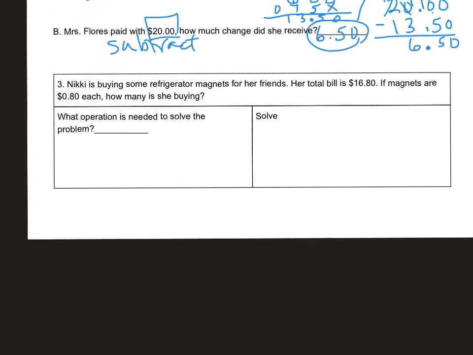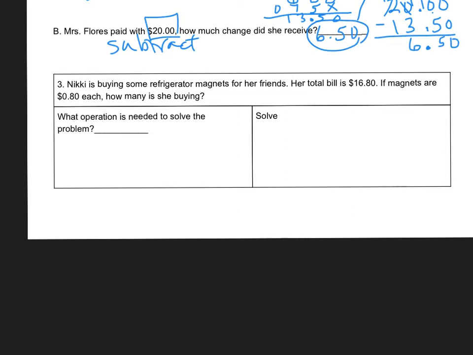All right, let's go ahead and look at problem number 3. Nikki is buying some refrigerator magnets for her friends. She must be somewhere, right? And her total bill was $16.80. Each of the magnets cost 80 cents. So we want to know how many she actually bought, right?